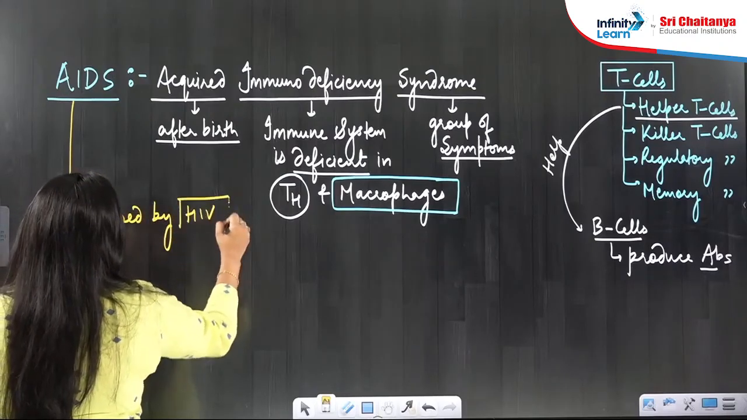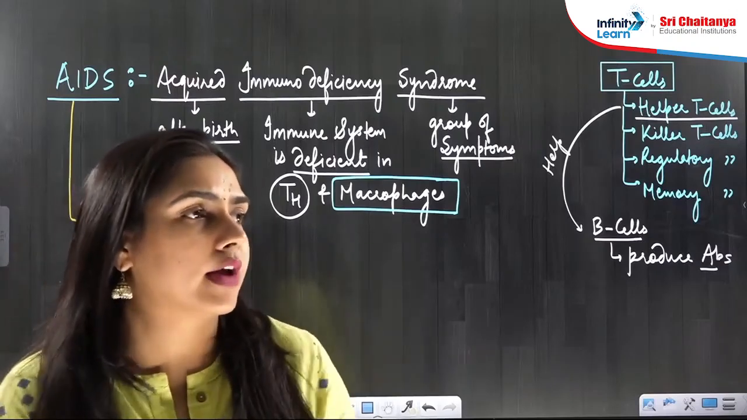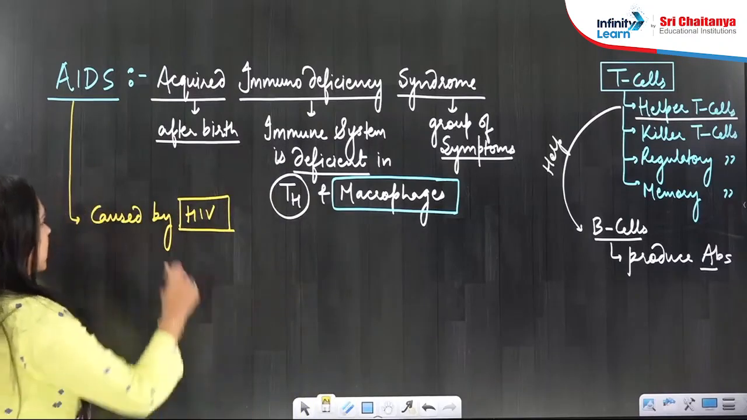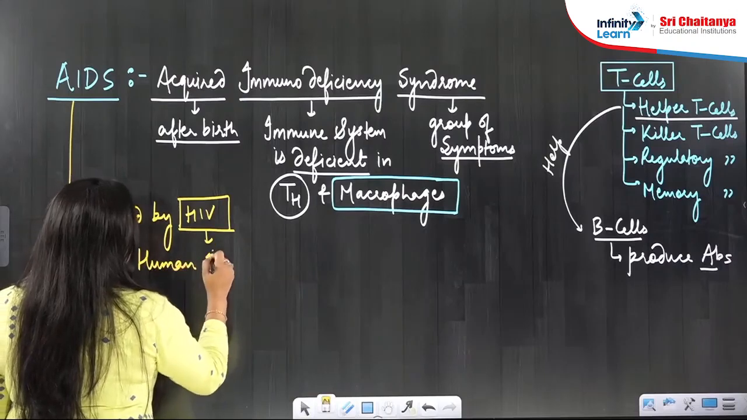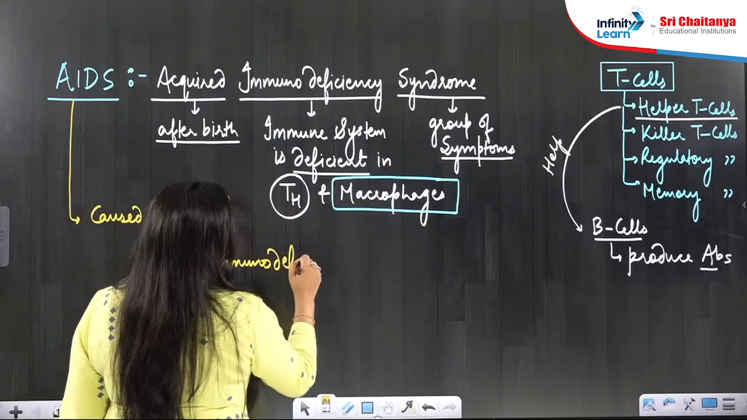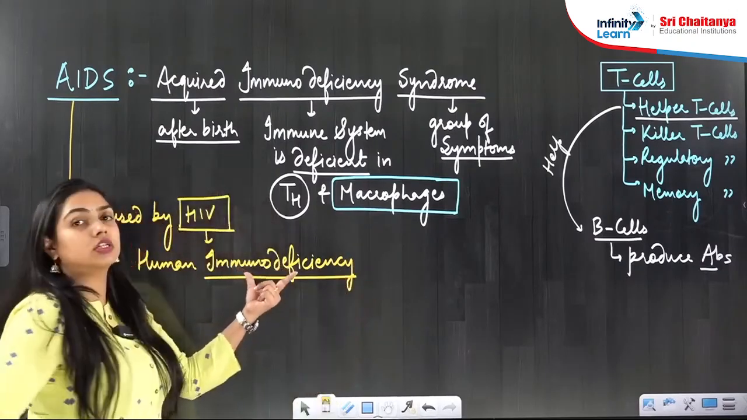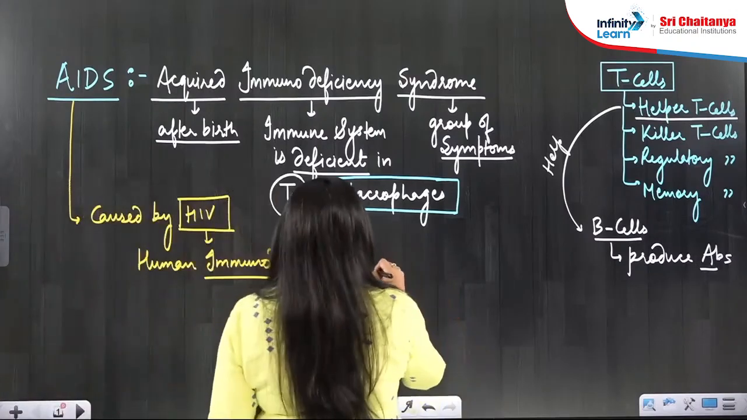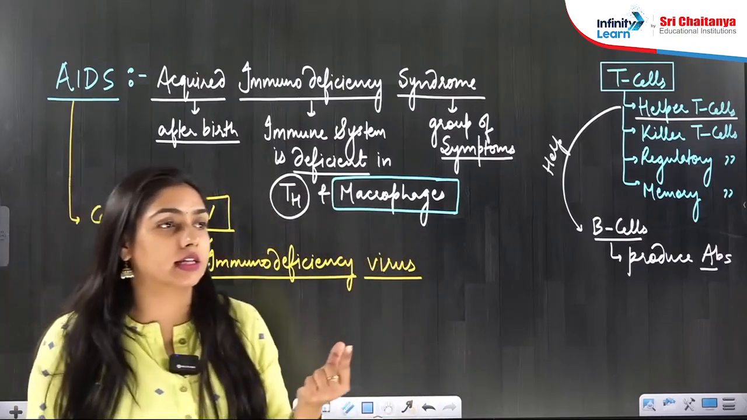What is the full form of HIV? Everyone tell me in the chat section. It is not human immunovirus. Everyone, it is the human immunodeficiency virus. That is why it is causing the deficiency of immune system. So it is human immunodeficiency virus, HIV.